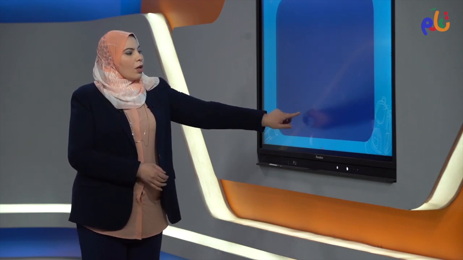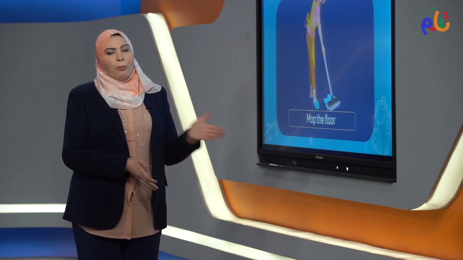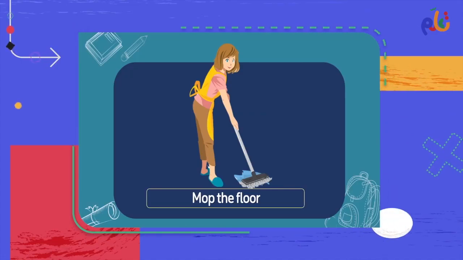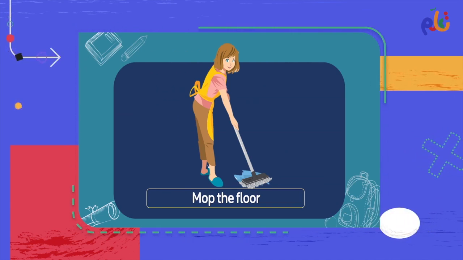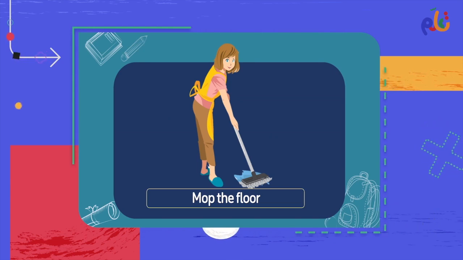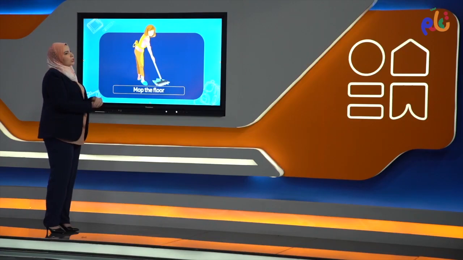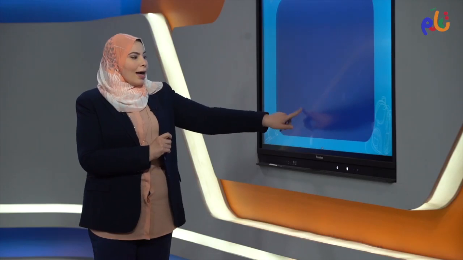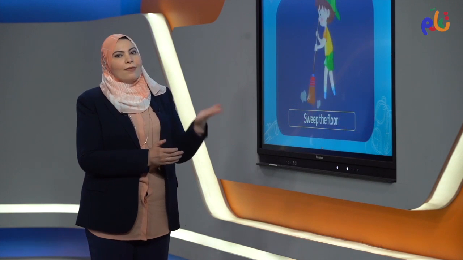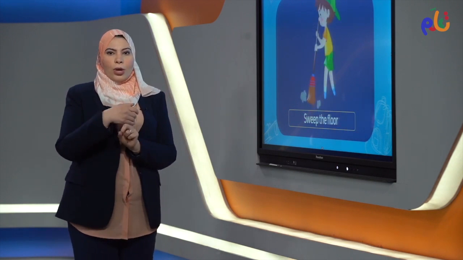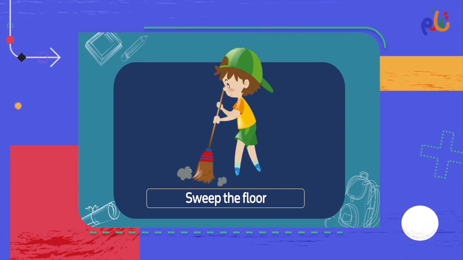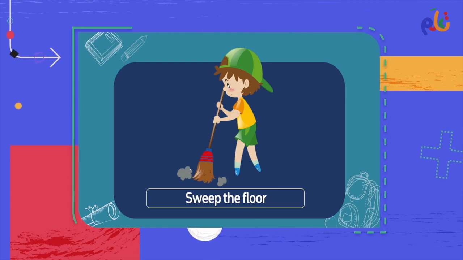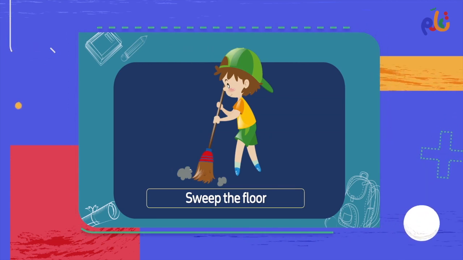Like what? We also have mop the floor. If we're talking about mop the floor, this is using water. So we have vacuum the floor using the machine and mop the floor using water, which means wiping the floor. And we also have sweep the floor. So we have vacuum, mop, or sweep, three different ways that we can use to clean the floor.